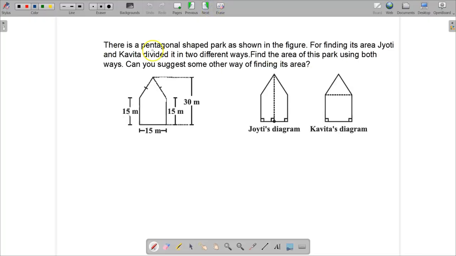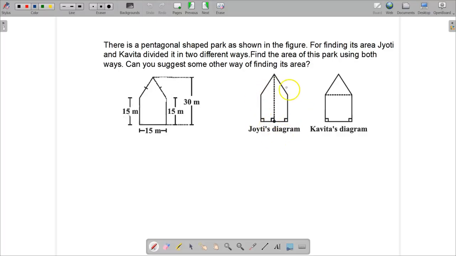The question is, there is a pentagonal shaped park as shown in the figure. For finding its area, Jyoti and Kavita divided it in two different ways. So this is Jyoti's diagram, this is Kavita's diagram. Find the area of this park using both the ways. So we need to find the area using Jyoti's diagram as well as Kavita's diagram, and then, can you suggest some other way of finding its area? If any other possibility is there, that also we need to suggest.